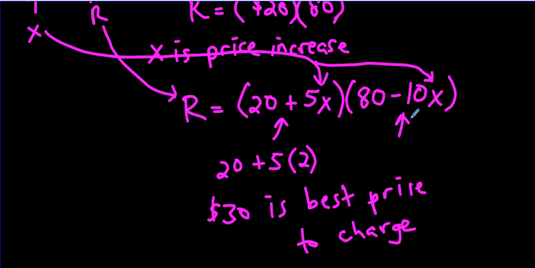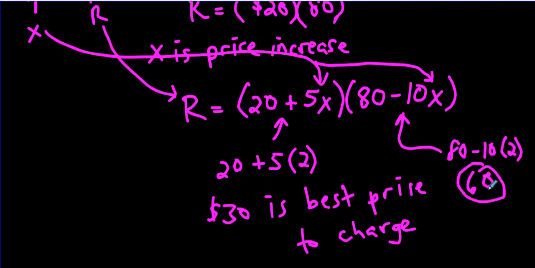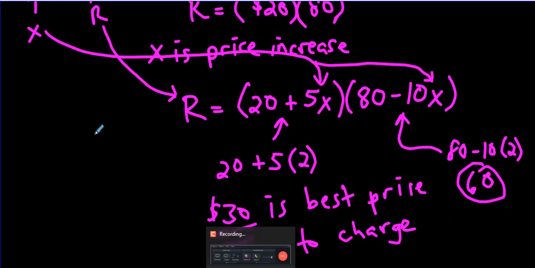If the question had said, how many will you sell? You would just take that 2 and you'd put it where the X is over here, and you'd go 80 minus 10 times 2. 80 minus 20. So you would sell 60 hoodies if you sold them at $30 each. This is the best price to charge. Okay? Pretty good information for a company.